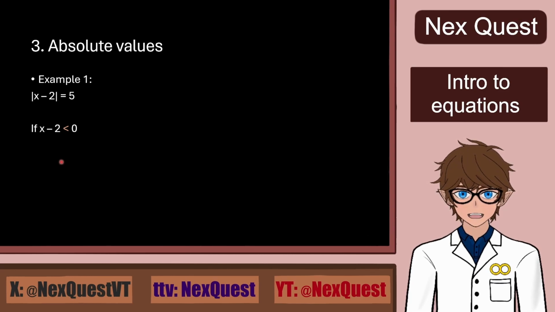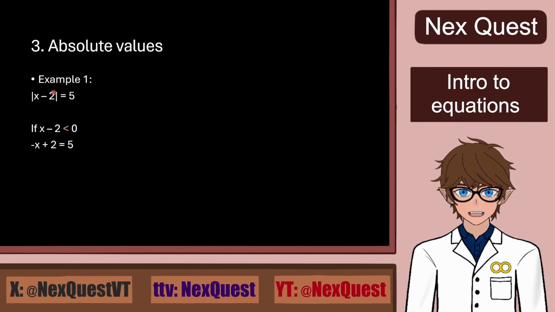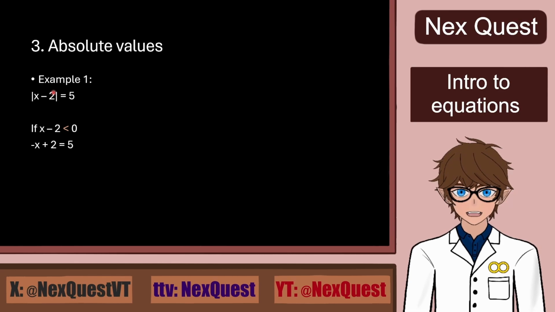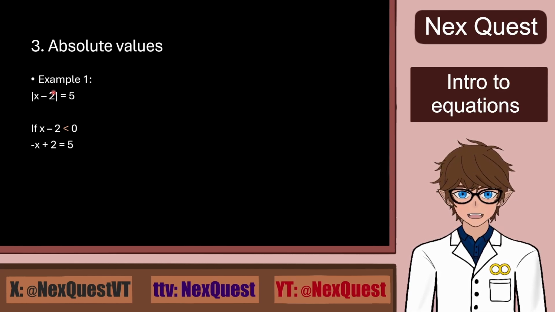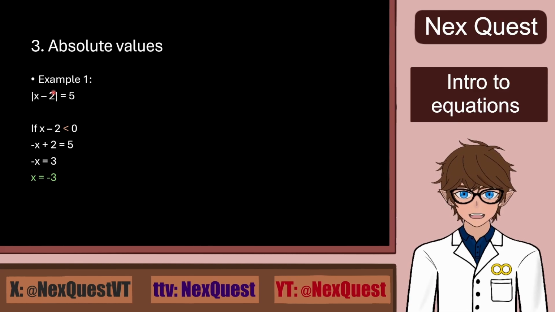Here we must assume that if it is, we multiply the expression inside the absolute value with -1, so we get minus x plus 2 is 5. Now we move 2 to the right, by subtracting 2 from the entire equation, we get minus x is 3. Turn them around, we get x is minus 3.